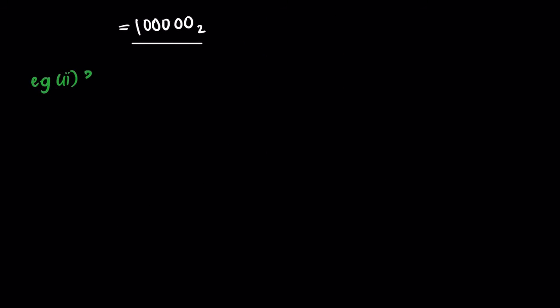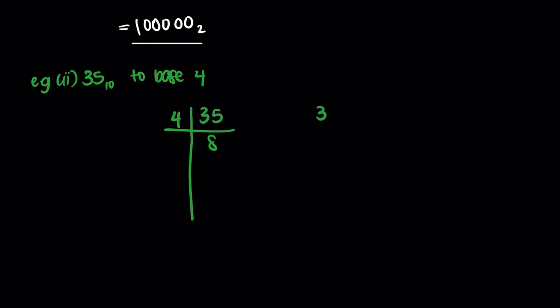Another example. Next, what is 35 written in base 4? So 35 divided by 4 is 8, but we have a remainder of 3, as 8 times 4 is 32, and 32 from 35 leaves 3, so our remainder is 3. Next, 8 divided by 4 is 2 exactly, with remainder 0. Next, 2 divided by 4 is 0, and we have 2 left as a remainder. And we now read the numbers from bottom to top, so we have 203 in base 4.